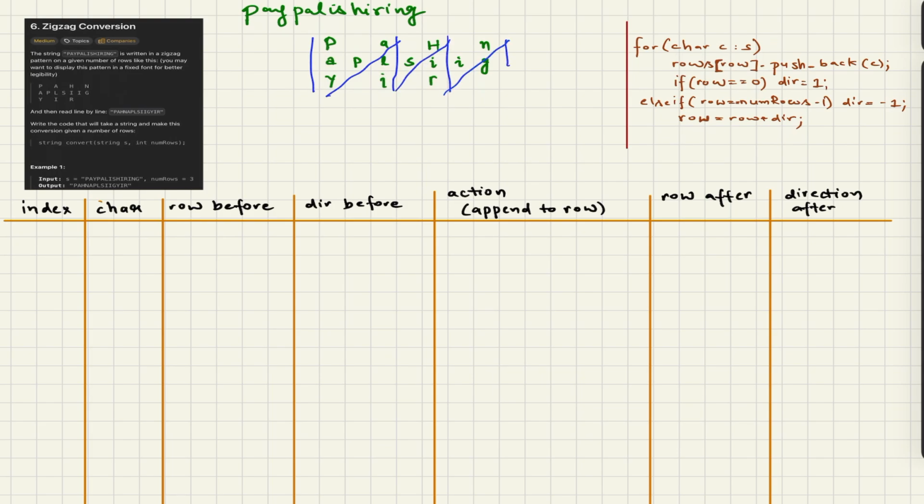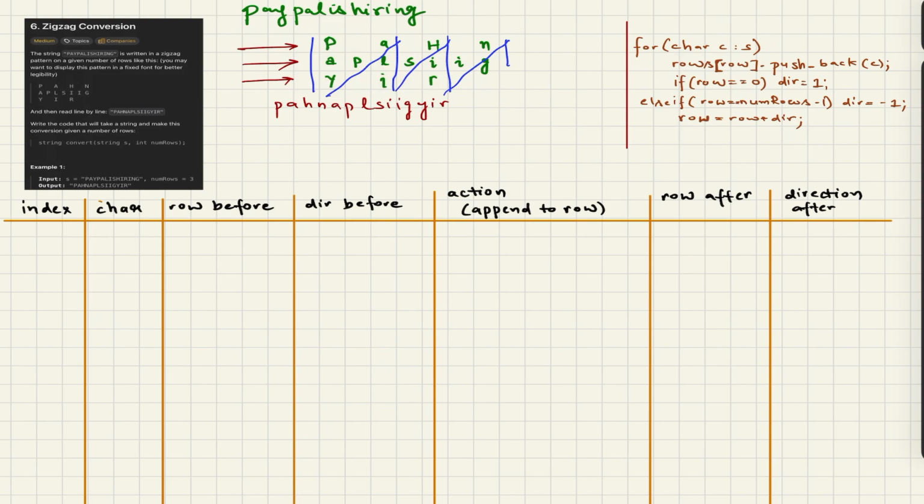Then what they are asking us to do is to read it row by row. So this is given and I'm supposed to read it like this. So basically my output should be PAHNAPLSIIGYIR. Is it correct? Yeah, this is correct. This is the output that they have given too.